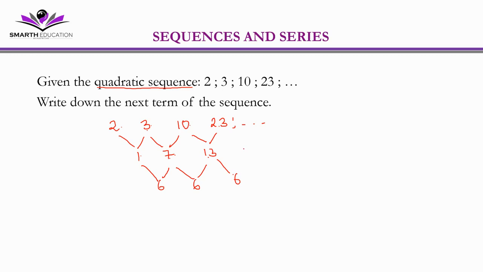13 plus 6, which is 19. Okay, so 19 minus 13 is 6. You see that? And then here we have to say 23 plus 19. 23 plus 19, what is it? 42. Okay, you see that? Then therefore the next term is 42.